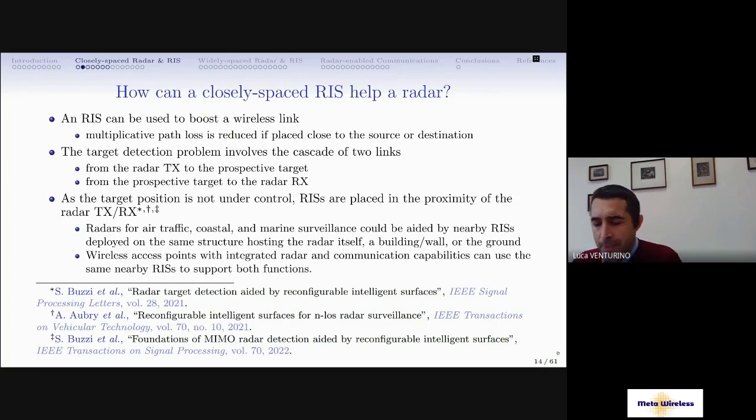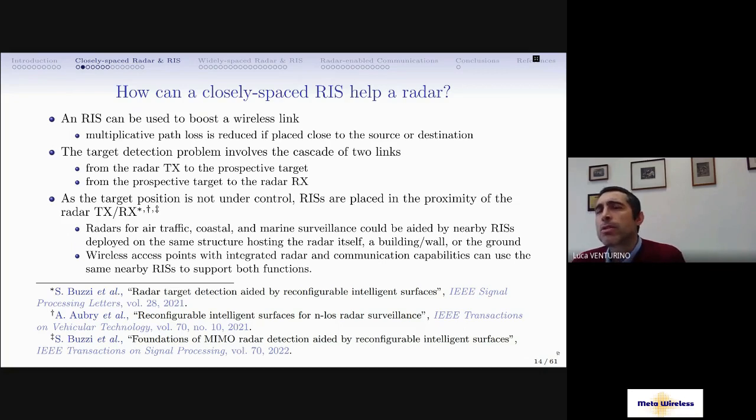And this problem actually gets worse in the context of a radar system, because as Emanuele has explained, we actually have the cascade of two wireless links. So we first have to go from the radar transmitter to the prospective target, and then we have to go back from the prospective target to the radar receiver. But the question is, where can we place an RIS?